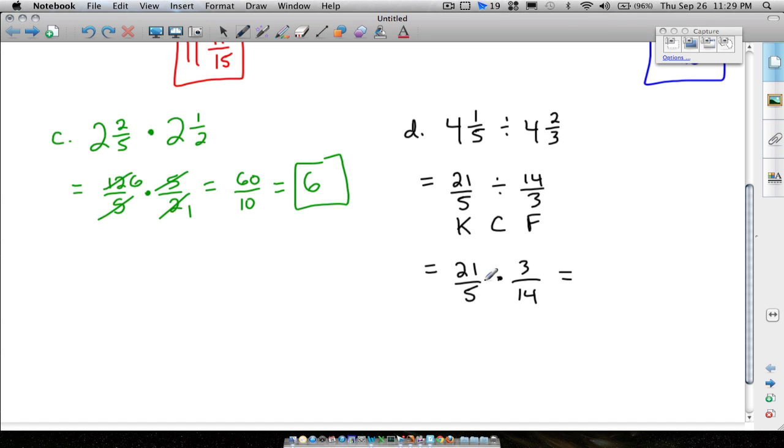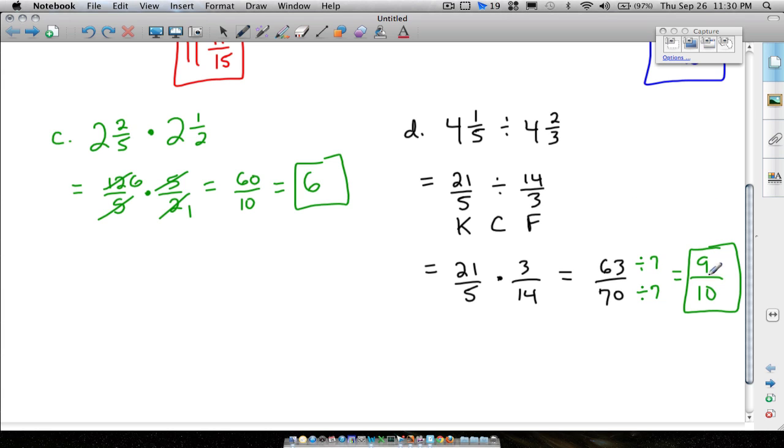If we didn't cancel anything out to start off with, we could take 21 times 3, that's 63, and then 14 times 5, that's going to be 70. And now, is there something that 63 and 70 have in common? As a matter of fact, we do. We can divide these by 7. 63 divided by 7, well, 9 times 7 is 63, so 63 divided by 7 is 9. 70 divided by 7 is 10. 9/10 is your final answer.